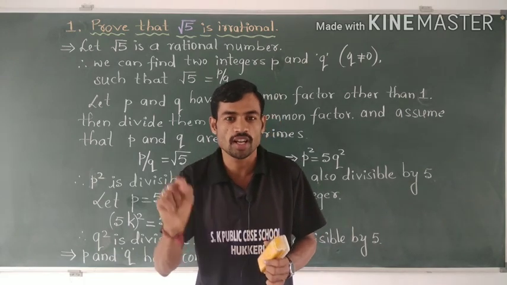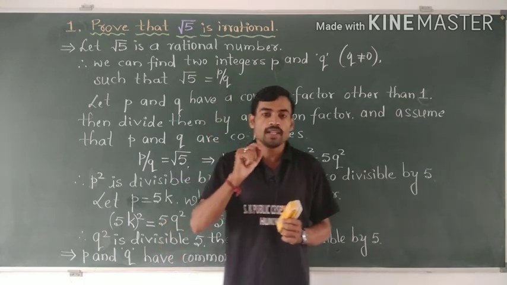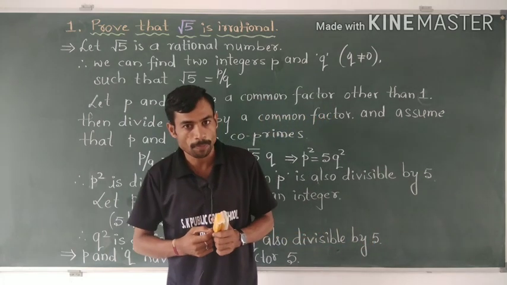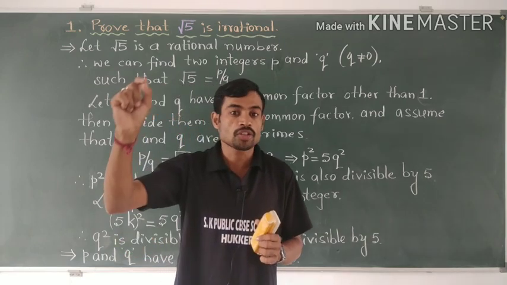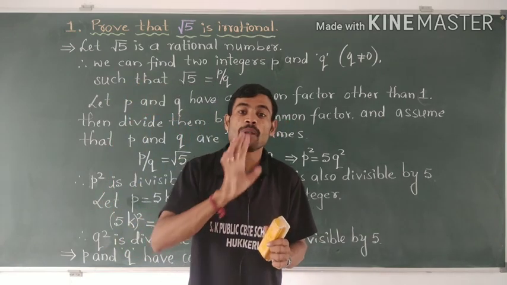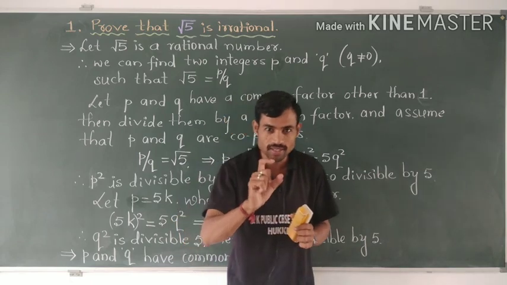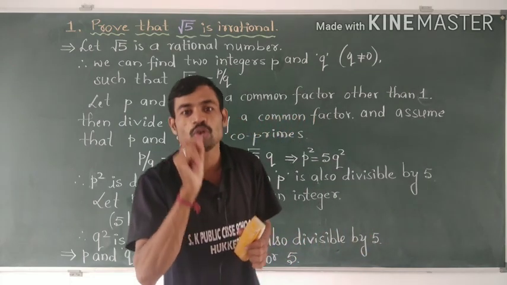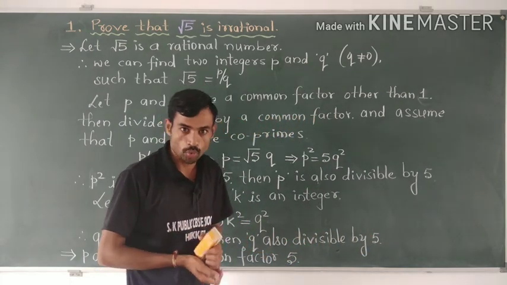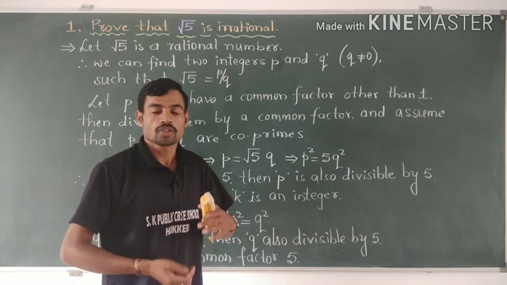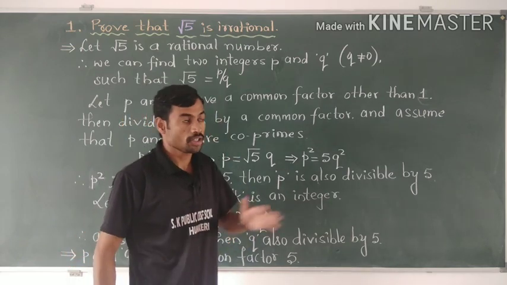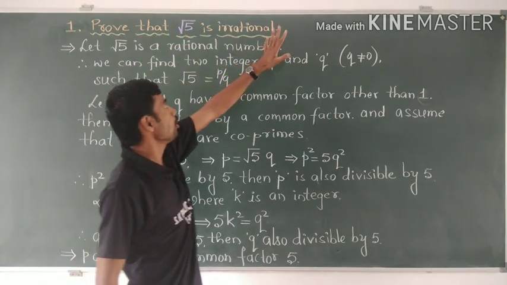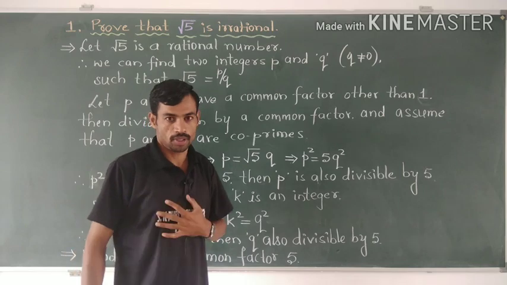In general, p is a prime number. If a square is completely divisible by p, then a is also divisible by p. This point we have to remember. By keeping this point in mind, we have to prove that root 5 is an irrational number.